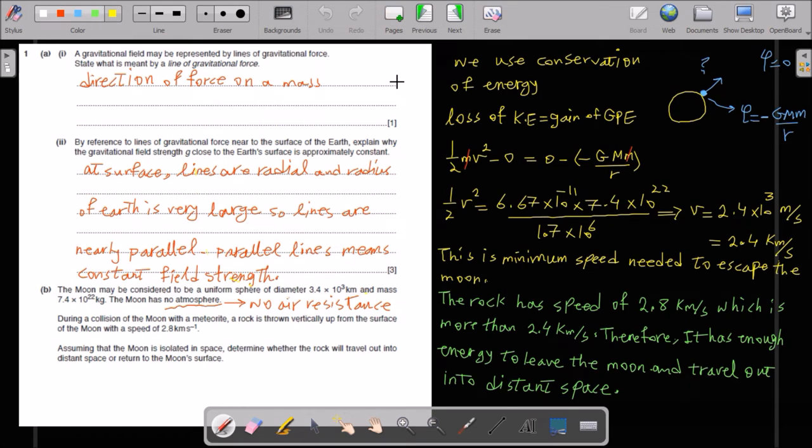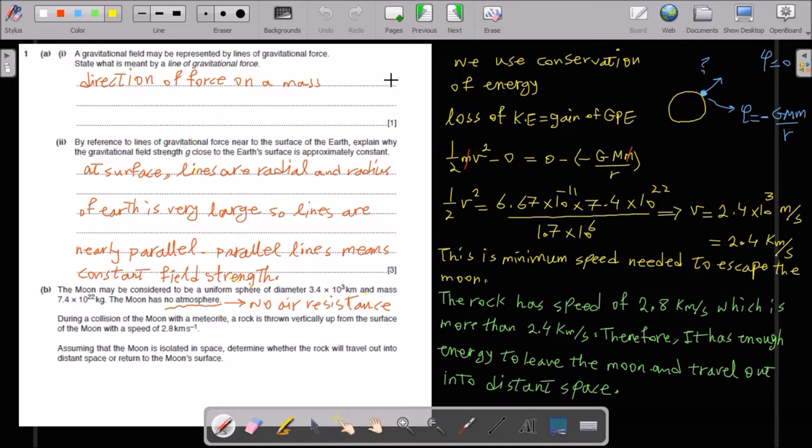Question number one, a gravitational field may be represented by lines of gravitational force. State what is meant by a line of gravitational force. We know that direction of force on a mass, this is line of gravitational force. So it is direction of force on a mass, or you can say on a test mass, a small test mass, or on a mass.